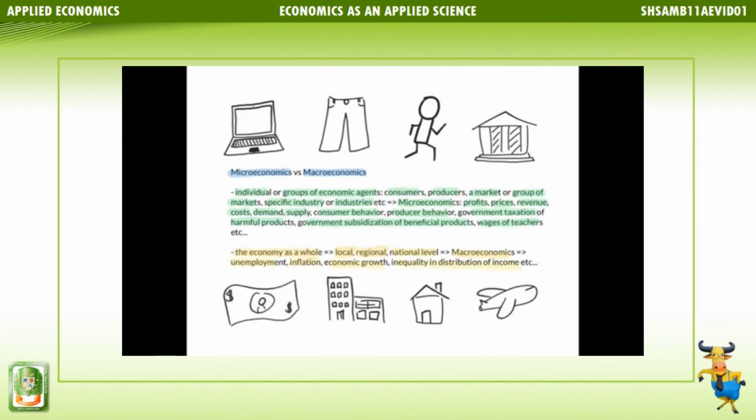So remember, whenever the scope of your study covers individuals or groups of economic agents, you are in the realm of microeconomics. Whenever the scope of your study covers the economy as a whole, whether it's a local economy, regional economy, or national economy, you have entered the realm of macroeconomics.